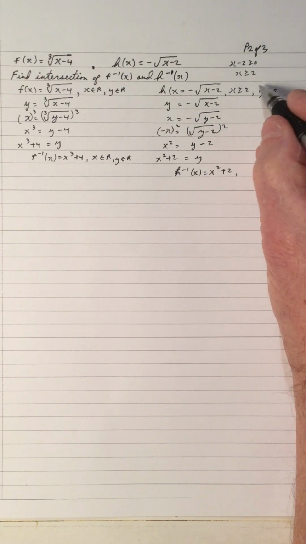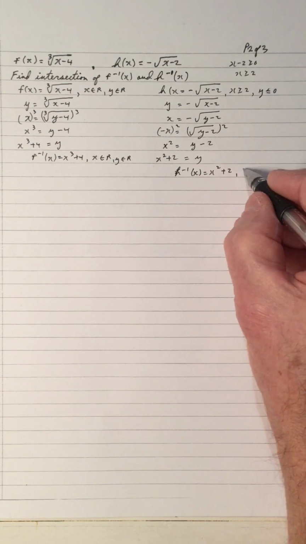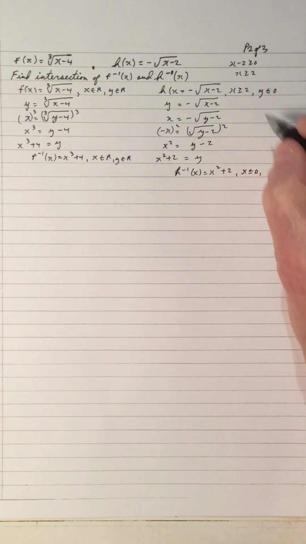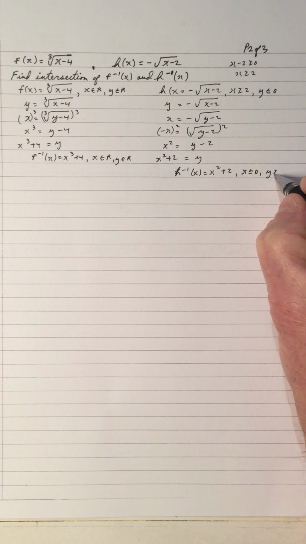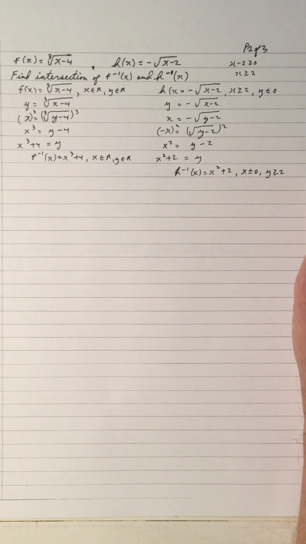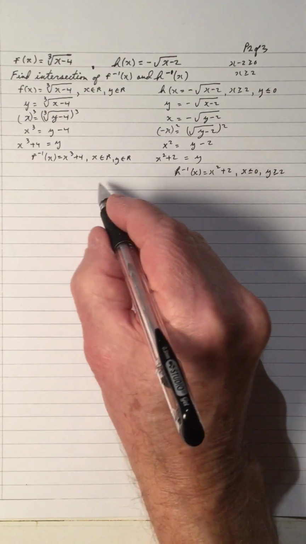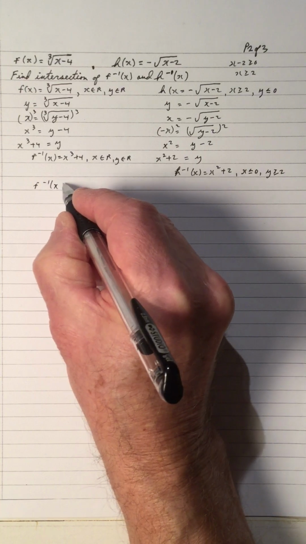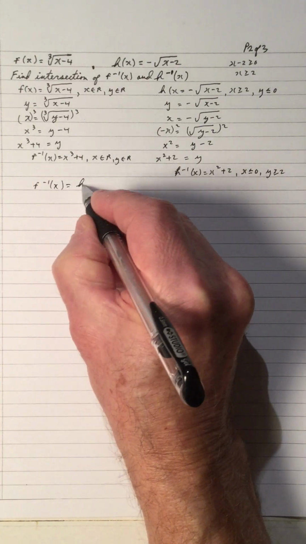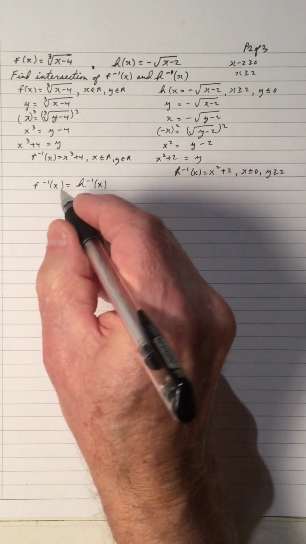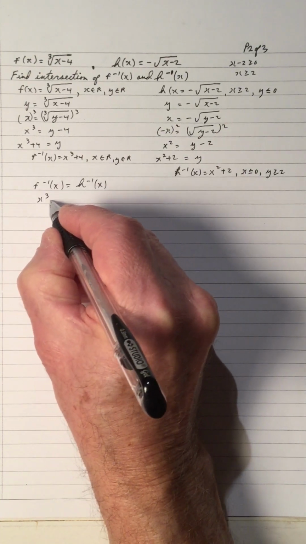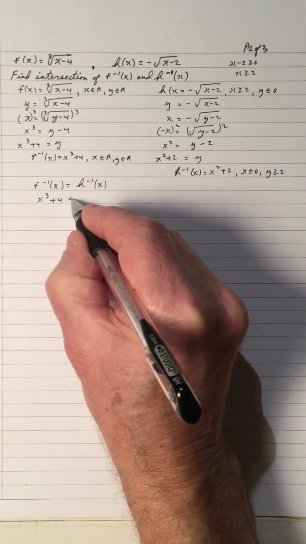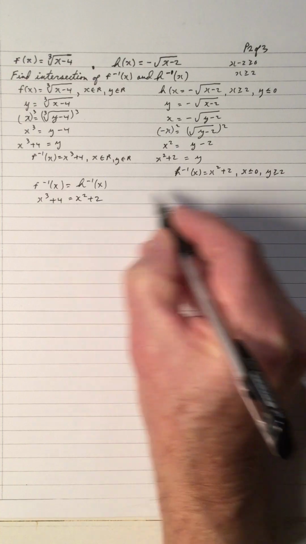And we switch, so the range is the domain, so x is less than or equal to 0, and the domain is the range, y is greater than or equal to 2. So that's the inverses. So we got to say that the f to the negative 1 of x is equal to the inverse of the h. So that means that x cubed plus 4, which is right here, is equal to x squared plus 2.